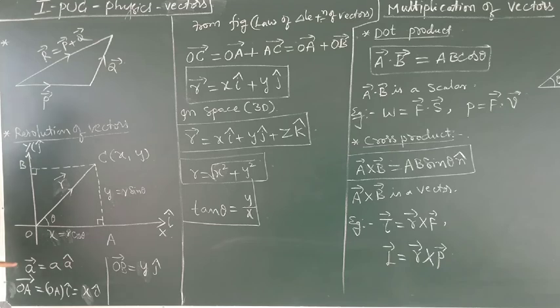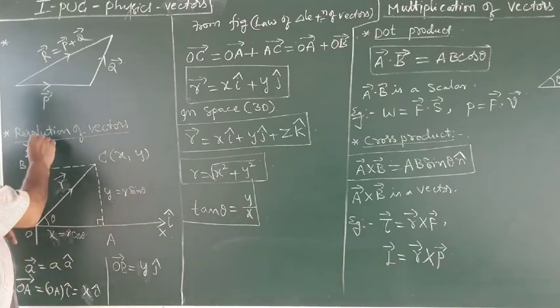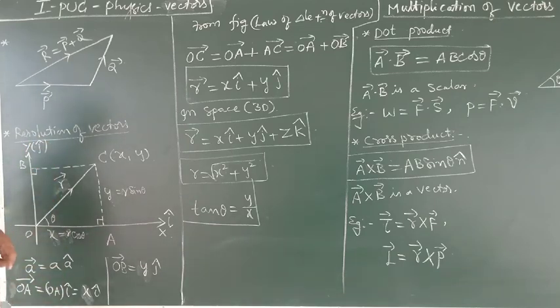We know that a vector can be written as a scalar multiple of a unit vector, that is A into A cap. Similarly, the vector OA is written as OA, this gives the magnitude. The unit vector along the x-axis is i cap, therefore it becomes x into i cap. Similarly, OB equals y into j cap. j cap is the unit vector along the y-axis.